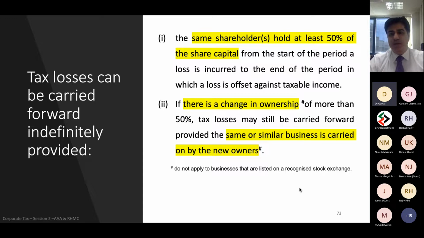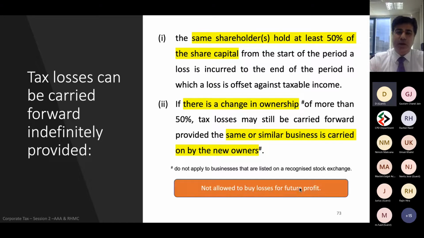If there is a change in ownership of more than 50%, tax loss may still be carried forward provided the same or similar business is carried on by the new owners. Now this is a transfer of business condition which we are looking at. So if it's not the same ownership, the business cannot be changed. The moment you change the business, the type of business, or the constitution of the business, again the problem comes in. Now there is one exemption they have given. This will not apply to any company listed on a recognized stock exchange. So for listed companies, they are not looking at change in ownership structure.